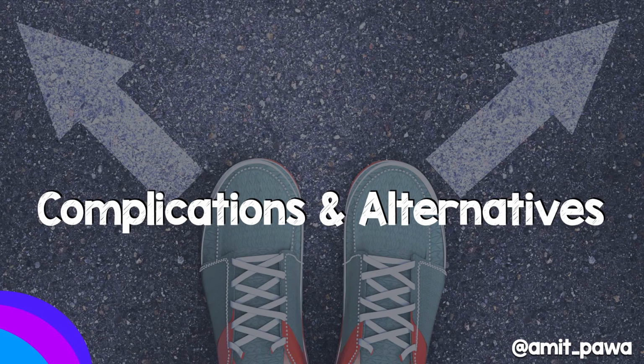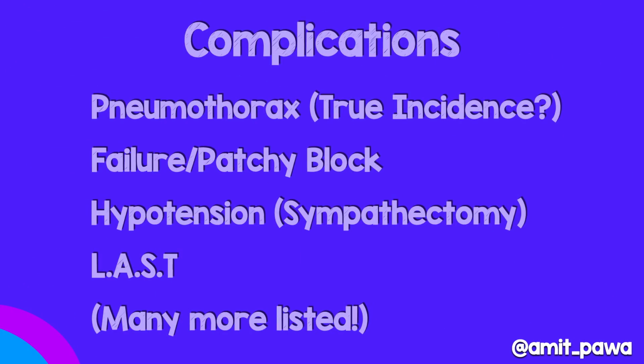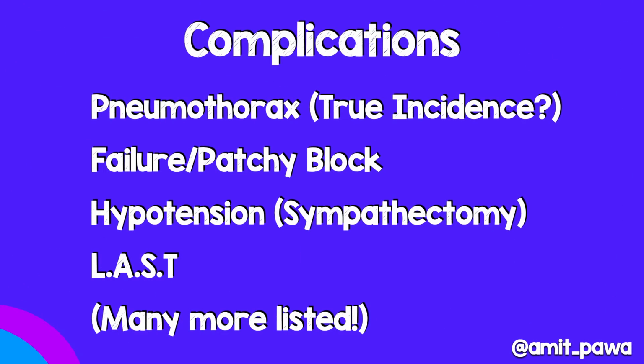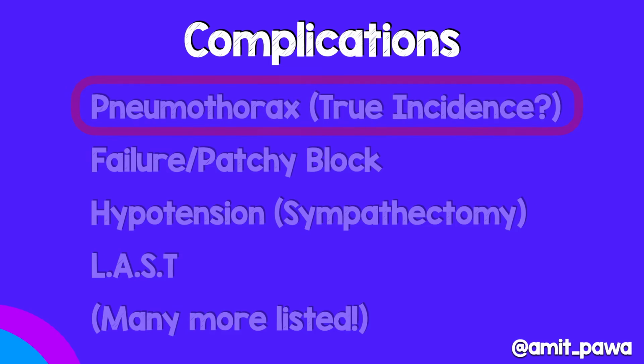Well, are there any complications and alternatives? Well, yes, there are. What are the complications and alternatives talked about for the paravertebral block? Well, the biggest, most feared one is, of course, the pneumothorax. I'm going to show you that the true incidence of that is probably not as high as we think. Also got a failed or patchy block, hypotension or sympathectomy. Now, sympathectomy can be an advantage with paravertebral blocks. There is, of course, the risk of local anesthetic systemic toxicity and many more. But let's focus on pneumothorax.